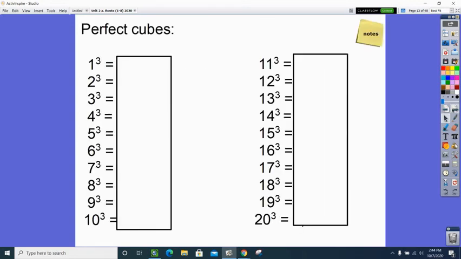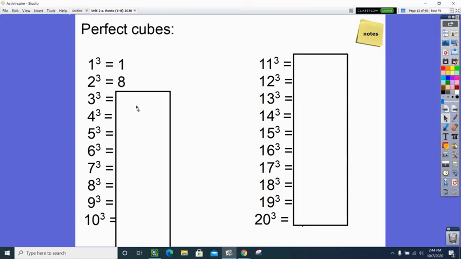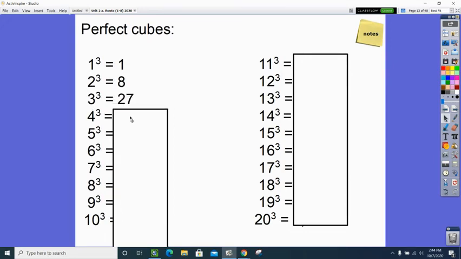Now, the first thing we need to do is come up with our list. I'm not going to give you a perfect cube trail like on the multiplication chart. So we kind of just have to come up with a list. And we're really just going to work with these because you're going to see why in a second. So please remember that this is not 3. It's 1 times 1 times 1, which is 1. And 2 times 2 is 4 times 2 is 8, right? And 3 times 3 is 9 times 3 is 27. And 4 times 4 times 4 is 64.